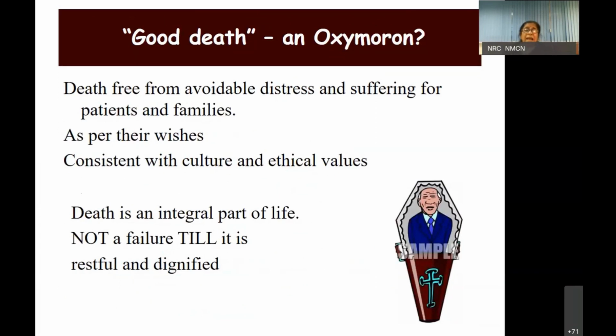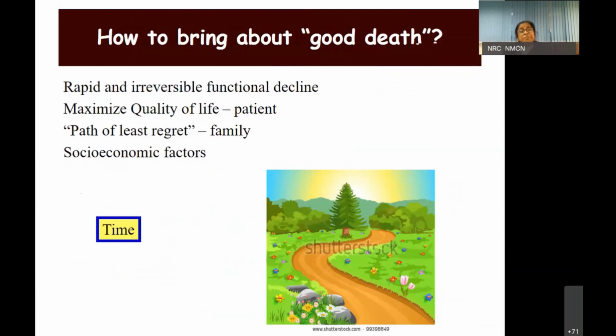It's happening as per their wishes. It is consistent with their cultural and ethical values. Then we know that death is an integral part of life. It's not a failure. It has to happen. But if it is restful and dignified, then probably it's a good death. If it's given the best possible quality of life, if it's given the family a path of least regret, if it's not impacted heavily on their socioeconomic factor, then it's probably a good death.